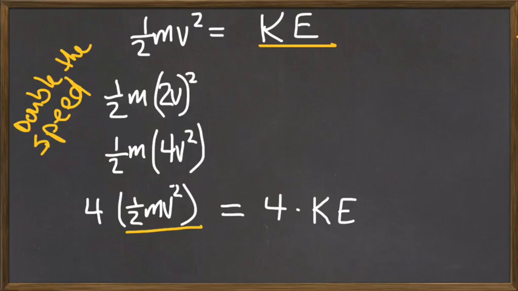I've just proven that if you double the speed, you get 4 times the kinetic energy. Double the speed, 4 times the kinetic energy. Not twice the kinetic energy, but 4 times the kinetic energy because v is squared.